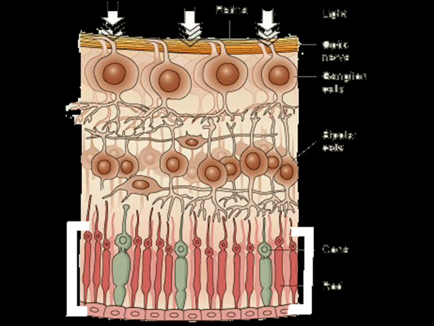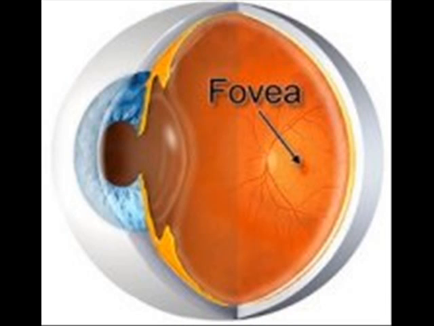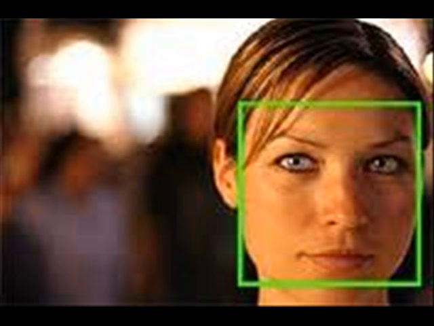The rods and cones at the back of the retina detect light. The rods detect light or dark, and the cones detect color. At a particular point on the retina is the fovea, the place with the greatest number of rods and cones, allowing for the greatest focus. In a camera, the fovea is best compared to the face recognition software.